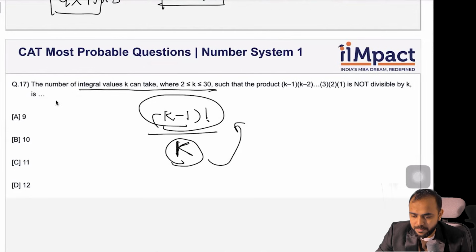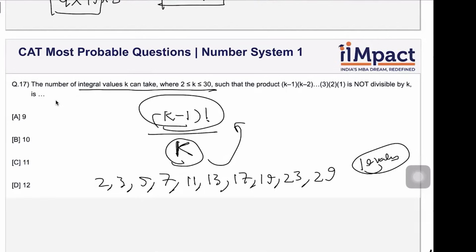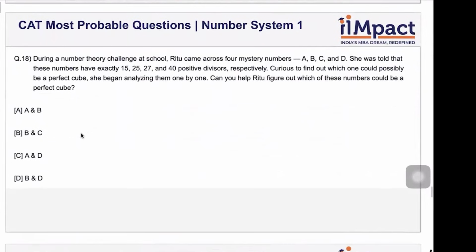So I will count the prime numbers that k can take. So that is 2, 3, 5, 7, 11, 13, 17, 19, 23, and then 29. So these are 10 values. Apart from this, in this particular situation, there is an exception. k is equal to 4 because 3 factorial by 4 will be 6 by 4, which is again not divisible. So this is the only exception to this rule. Otherwise, k will have to be a prime number itself. So your answer will be 10 plus 1, that is 11. So option number C.